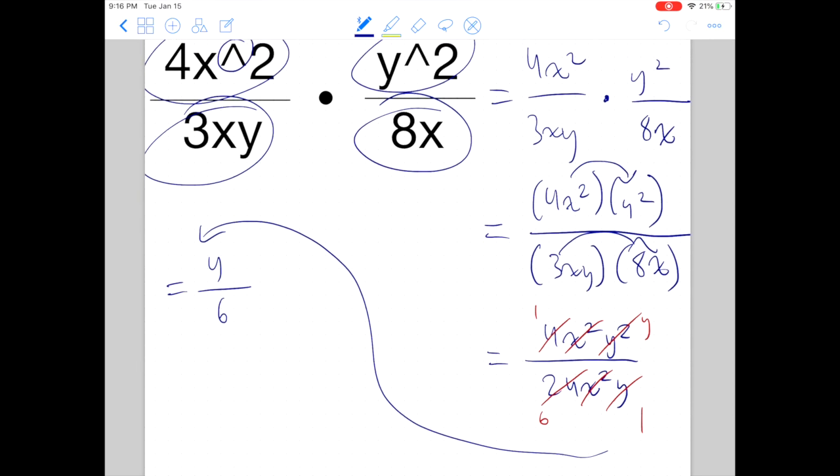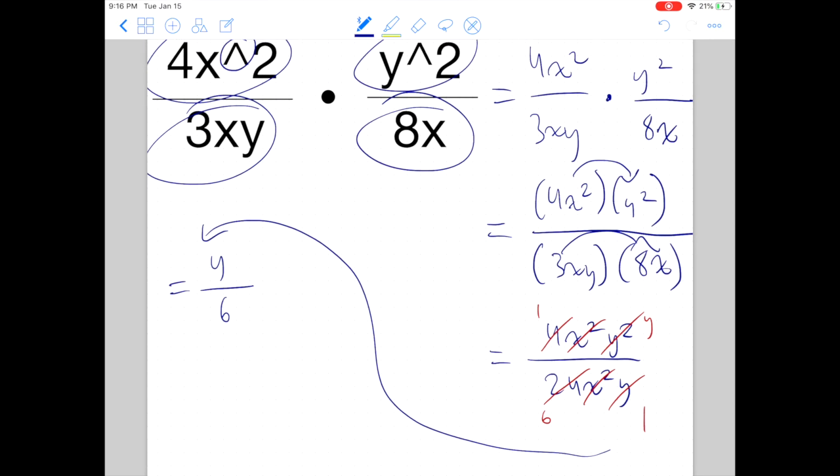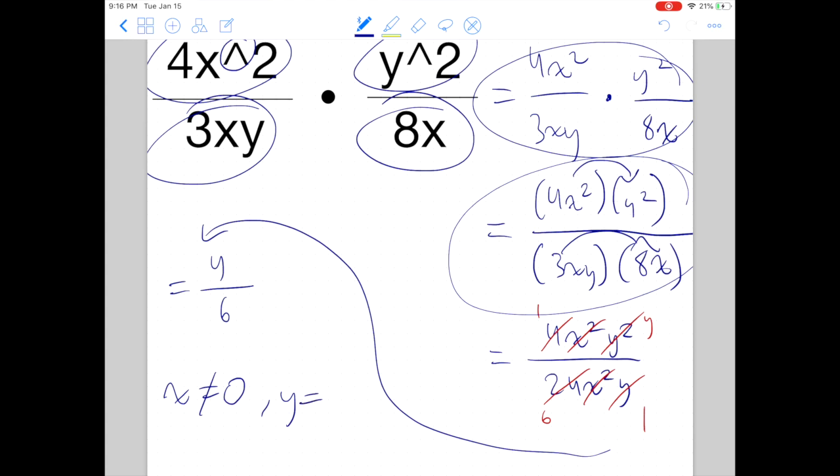And now what we want to do is go back before we simplified, so here, and find the non-permissible values. So from here we can see that x cannot equal 0 and y cannot equal 0.